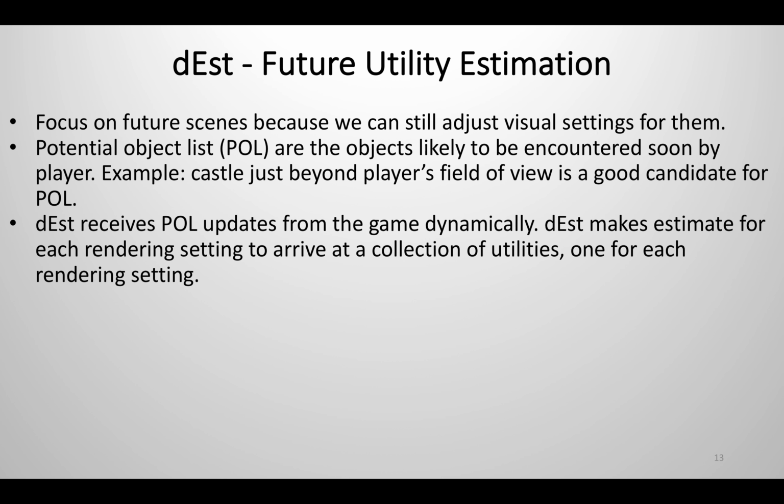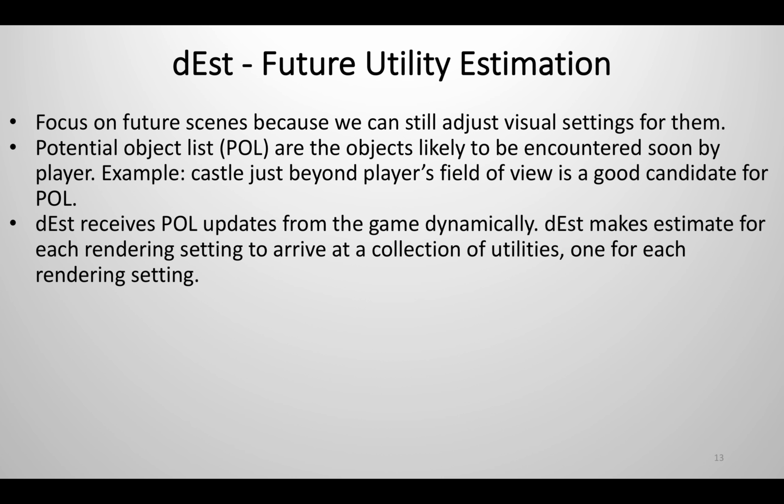Next, we'll discuss the second component of DJ, DEST, which does the future utility estimation. The focus here is that we still have the ability to change visual settings for the scenes that are coming in the future, rather than focusing on what's already played, such as the past or the current scene. They also introduced a concept called potential object list, POL for short.